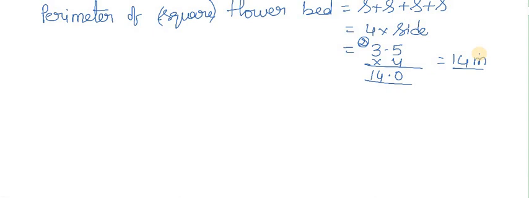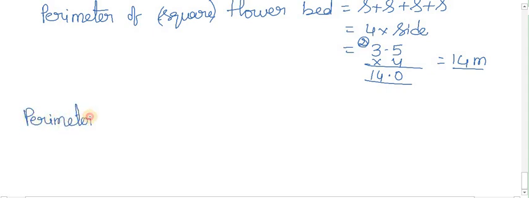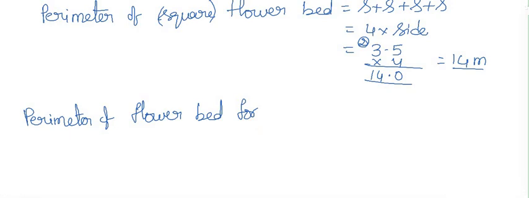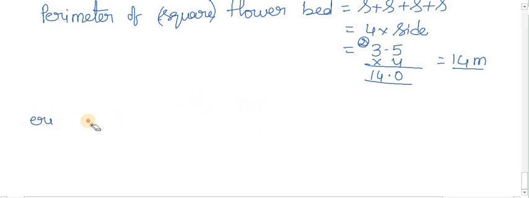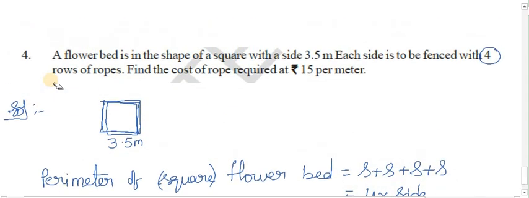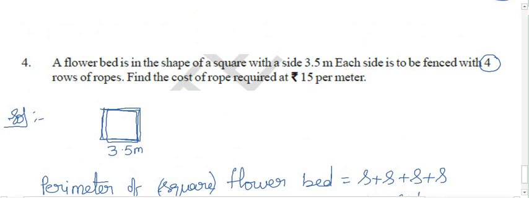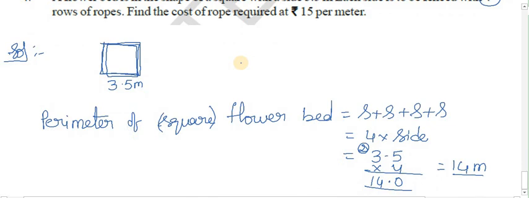When I am going for 4 rows, I should multiply this by 4, because I am going to fence 4 times. Perimeter of the flower bed, sorry, perimeter we can't write, right? And what he has, that we will write: fence it with 4 rows of ropes.